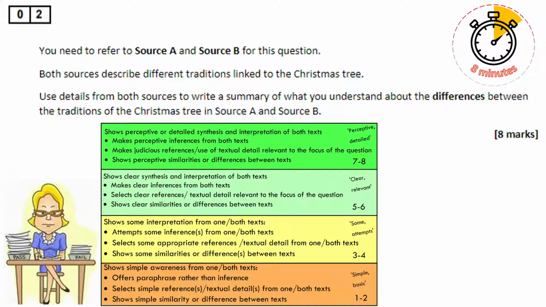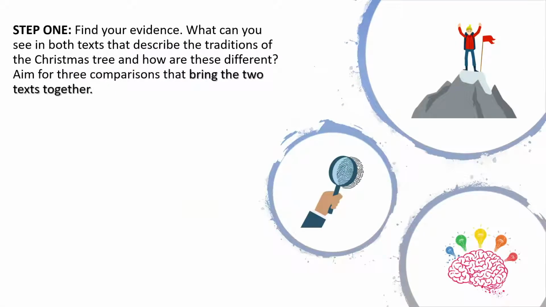Okay, so hopefully that makes you immediately feel a little bit better about how you could do this in 8 minutes. So if I give you some steps to follow, and the pictures will start to make sense as we go through this. Step 1 is simply to find your evidence. So you know what your focus is, start looking for the evidence that you can use. What can you see in both texts that describe the traditions of the Christmas tree, and how are these different? Because that's the key thing in the question that you've got to do, so that's where you start.